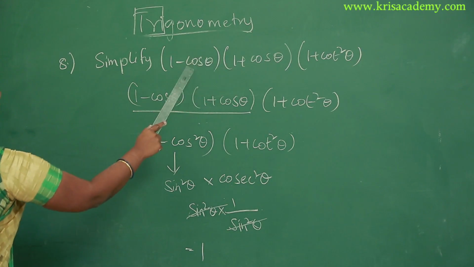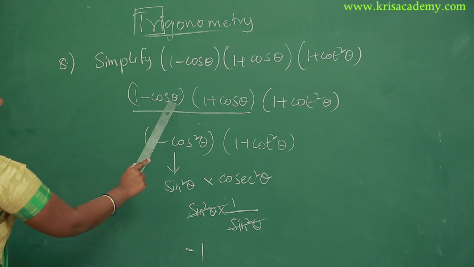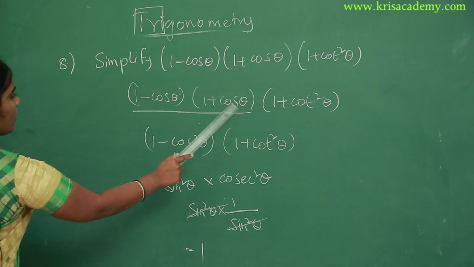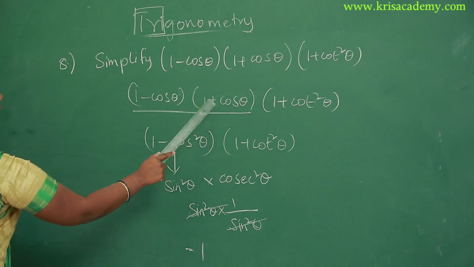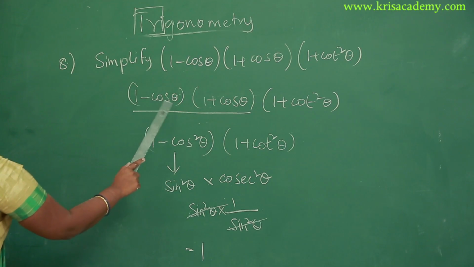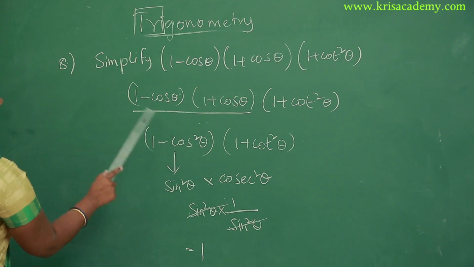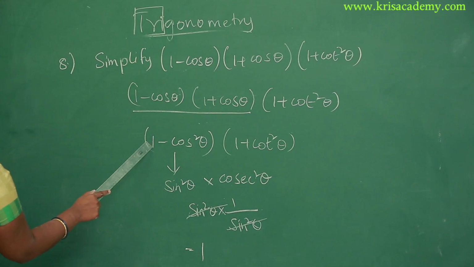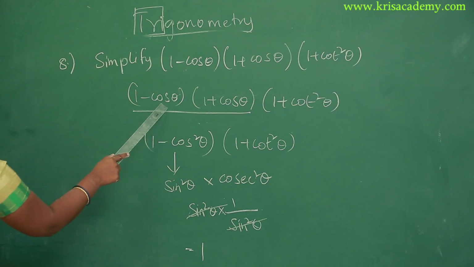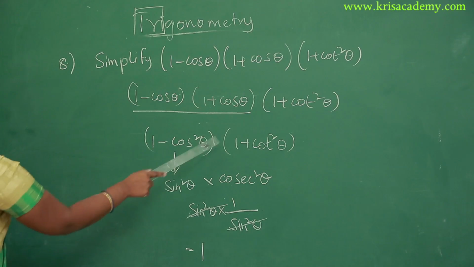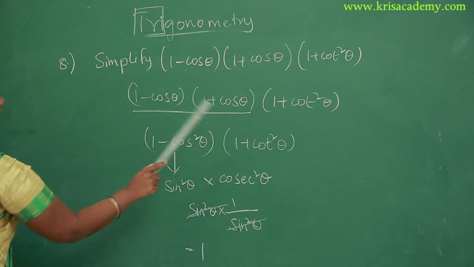In your question, if you observe, they have given three terms, but the first and second look a little bit the same. So 1 minus cos theta into 1 plus cos theta: I will apply here (a plus b) into (a minus b). The formula is a square minus b square. A value is 1, so 1 square is 1 only. B value is cos theta, so cos square theta. 1 plus cot square theta as it is we will write.